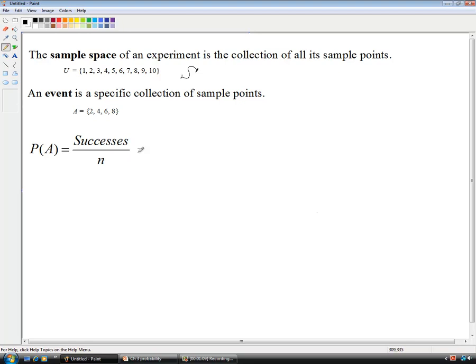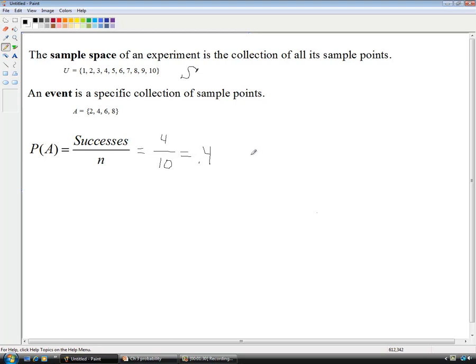So the number of successes that we've got possible for A are 4. There's 4 different ways to achieve A, so we have 4. And that's going to be divided by n, which we have 10 values, so 4 over 10. And that equals 0.4.